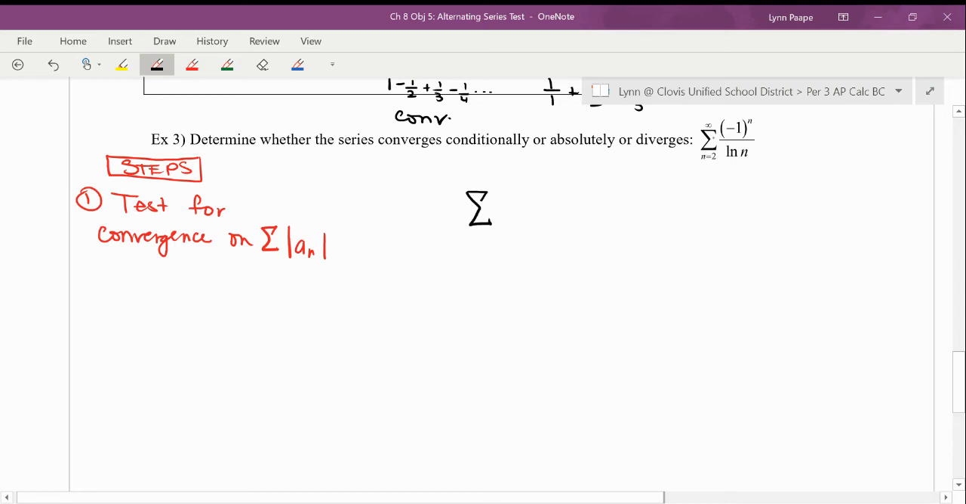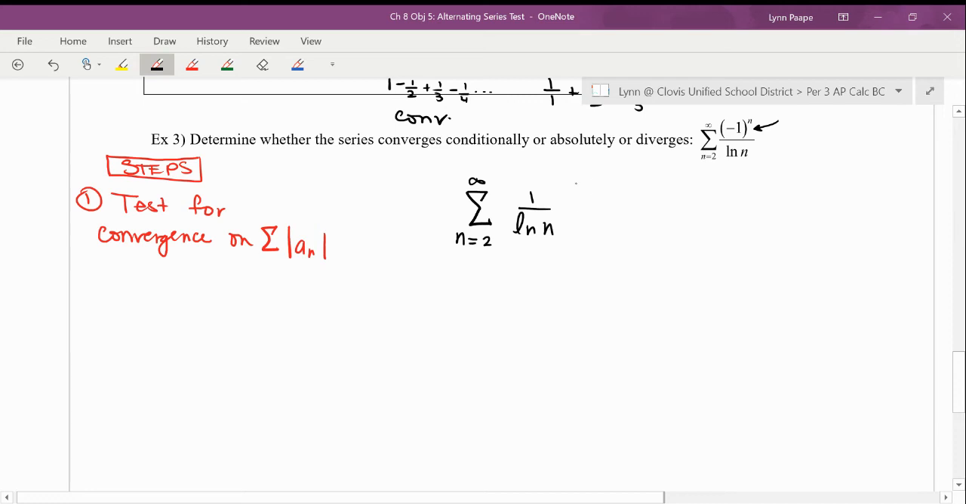So I'm going to look at this part that makes it alternate, right? Plus and minus. Then I'm going to test just 1 over the natural log of n. If this does converge, then I would say it is absolutely convergent, and then I'm finished. If it diverges, then I test to see, what if I make half the terms negative, plus, minus, and then I do the alternating series test.